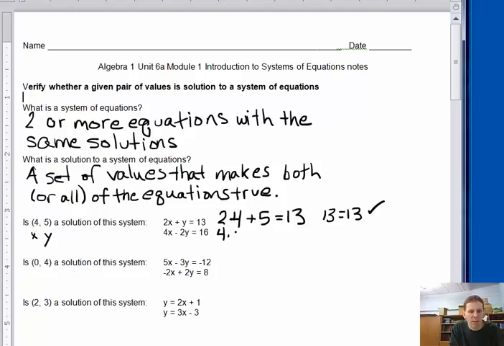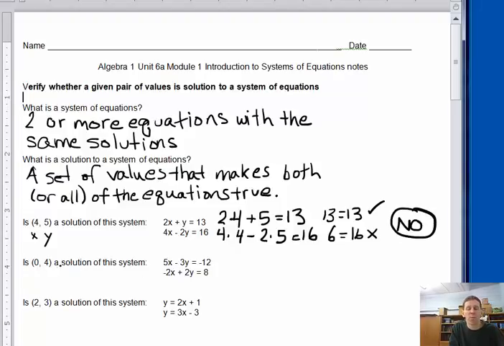So I'm going to go 4 times x, which is 4 times 4, minus 2 times y, which is 2 times 5, and that should equal 16. If I do the work, 4 times 4 is 16. 2 times 5 is 10. 16 minus 10, that's 6. And that's not equal to 16. These are not true, so we're going to say no. (4, 5) is not a solution to this system. Yes, it worked for one of the equations, but it has to work for both.